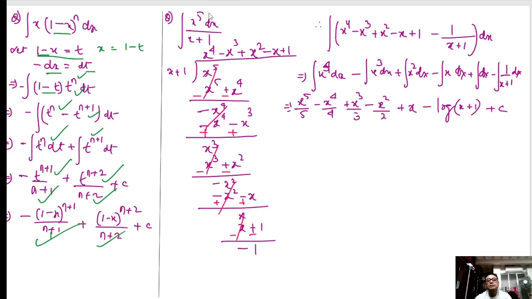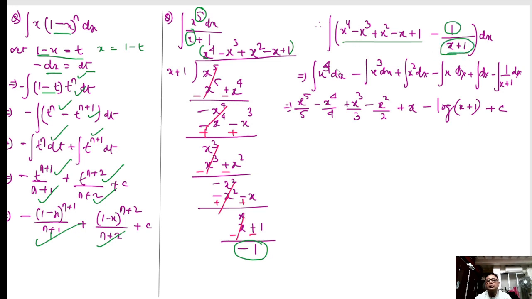Similarly, please watch, the upper power is bigger than the lower power, so we will divide it. So here we are dividing it, and this is our quotient, this is our remainder. So we are writing quotient plus remainder by the divisor.